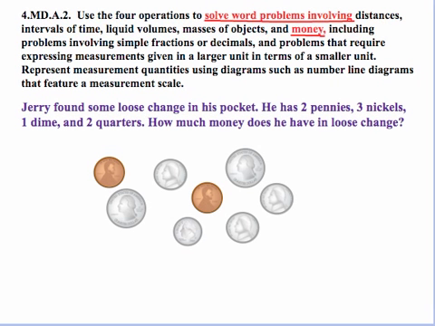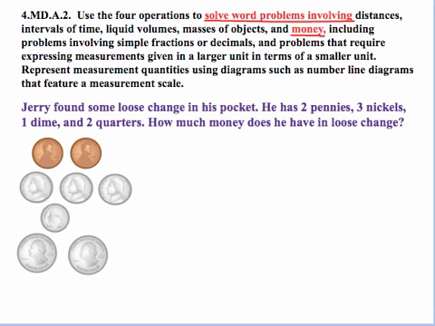He's got 2 pennies, 3 nickels, 1 dime, and 2 quarters. How much money does he have in loose change? Well, let's rearrange the coins. Let's group them up so that we have the same type together. We've got 2 pennies, which of course is 2 cents. We've got 3 nickels, which is 15 cents. We've got 1 dime, which is 10 cents. And then we have 2 quarters, which would be 50 cents.